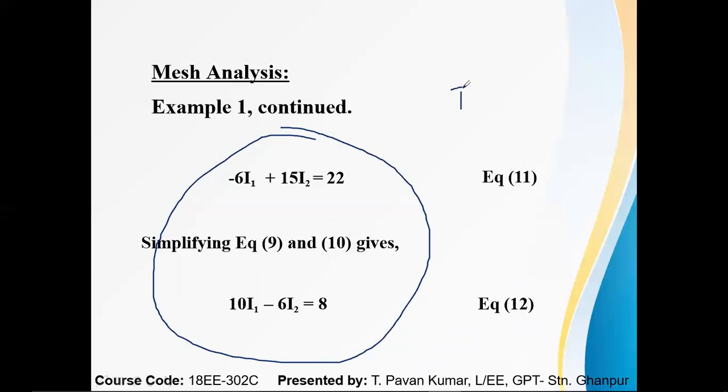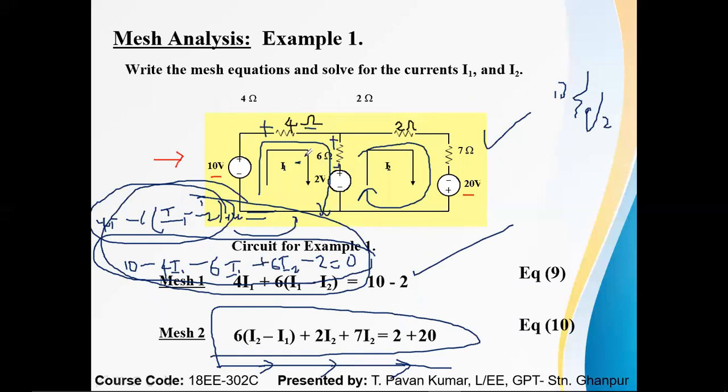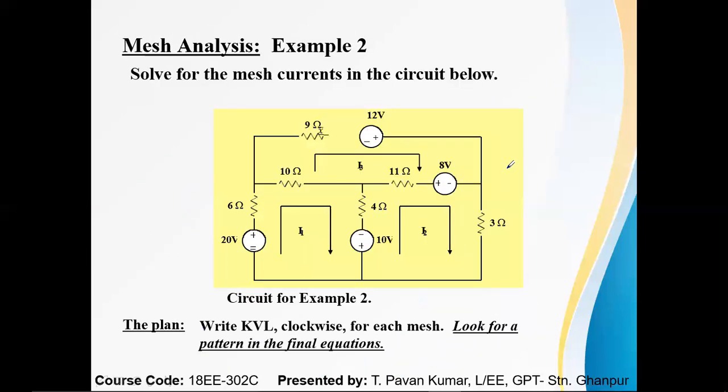I1, if you solve, will get 2.2 amps. I2 will be 2.35 amps. These are the loop currents or mesh currents. Here I1 is 2.21 and I2 is 2.35 amps. This is the way of solving the problem by using the mesh analysis, right?